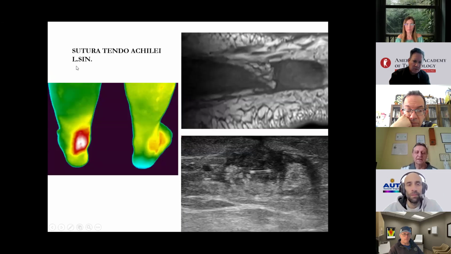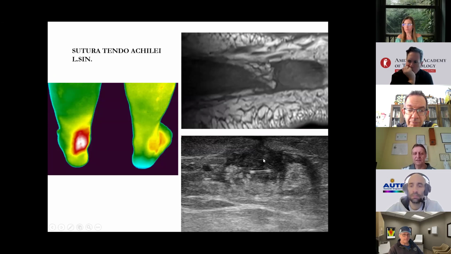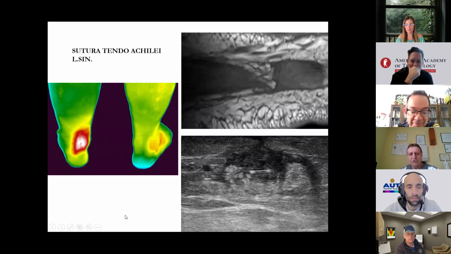Sutura tendinis Achillei lateri sinistri. This is an example of a healed ruptured Achilles tendon with surgical intervention. But on MRI and also on sonography, we can see that the healing isn't complete. Here we can see also stitches. And as a consequence of that, we can see increased temperature activity at the site of the healed Achilles tendon.